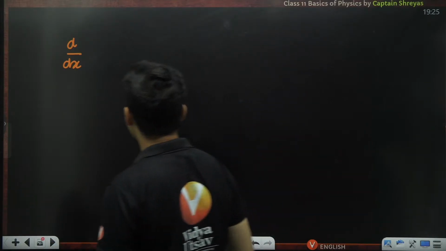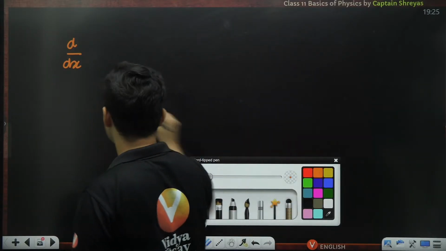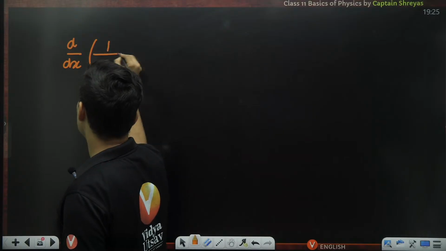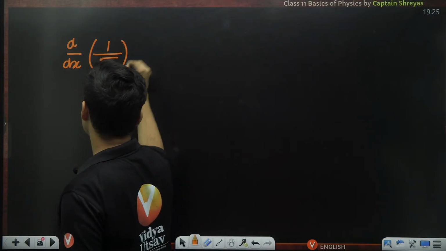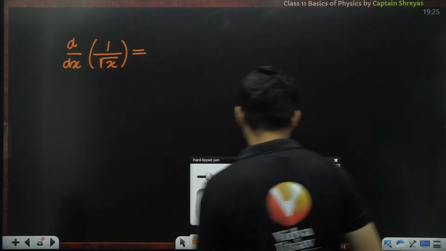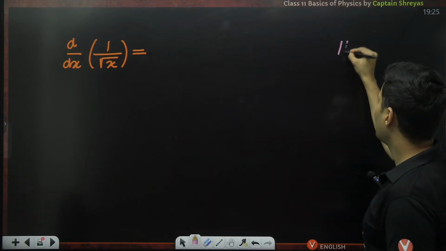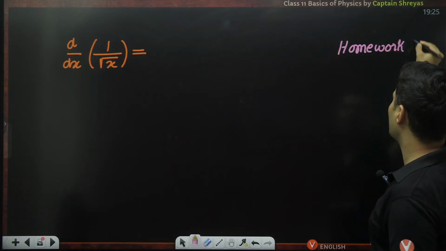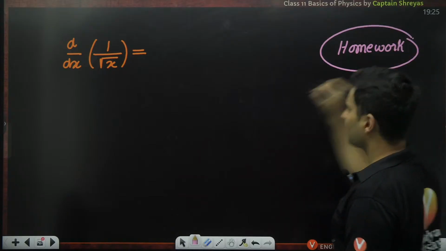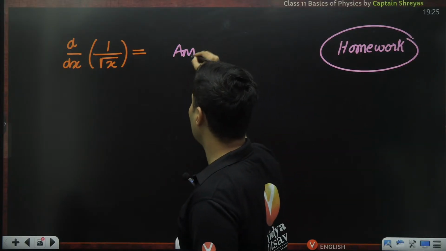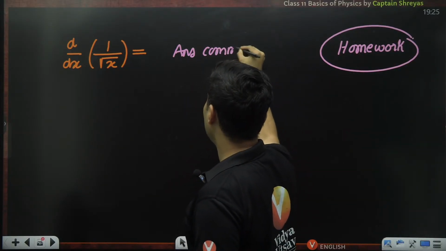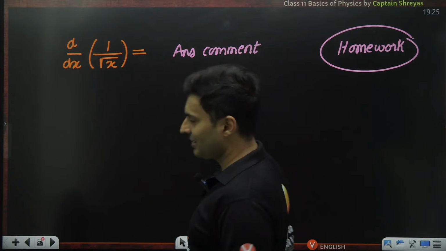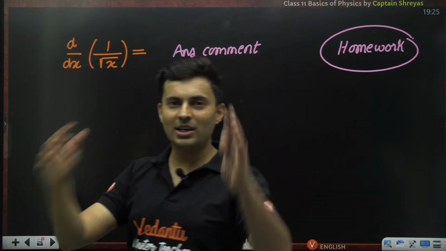So I'm going to give you a homework question. Just figure out this answer, okay? So what is 1 by root of x's derivative? That is your homework question. The answer should be in the comment section, okay? Not anywhere else. Don't put it on the live chat, put it in the comment section.